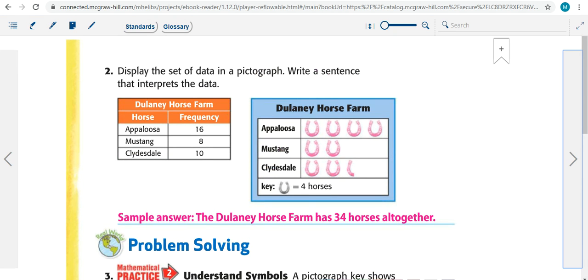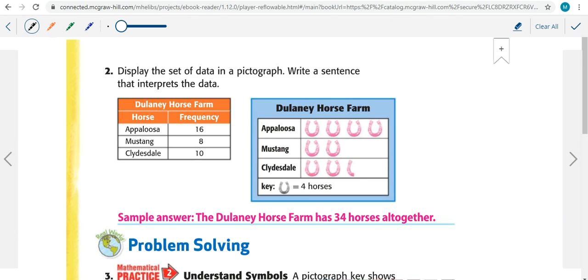Display the set of data in a pictograph. Write a sentence that interprets the data. Now, Dulany Horse Farm. Appaloosa, it's a type of horse. Mustang is another one, and Clydesdale, it's another one. So they have 16 Appaloosas.